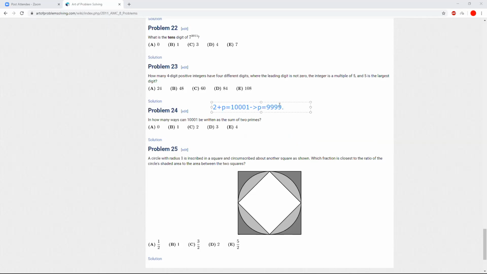But we can obviously tell that this can be written as other stuff. It can be written as 9 times 1,111. So this number is not prime. That means 10,001 cannot be written as the sum of 2 primes, so our answer is going to be A again.